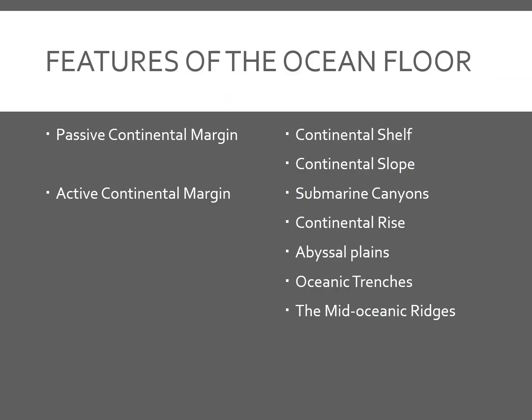Based on their activeness, they can be classified as passive continental margin as well as active continental margin. In the passive continental margin, where there is less tectonic activity, the continental shelf and continental slope will be present. In the continental margins which are very active, which have more plate movements, there are submarine canyons, continental rise, abyssal plains, oceanic trenches, and mid-oceanic ridges.